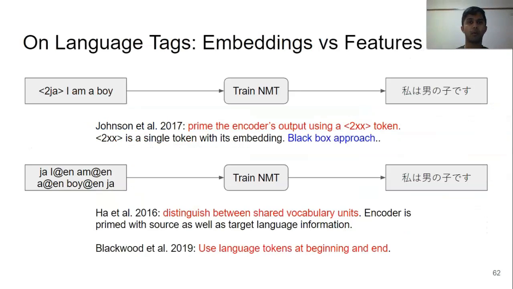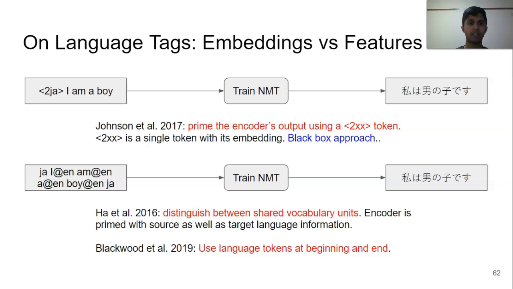Now I'd like to talk about a rather unrelated but still important part of multilingual neural machine translation. In a fully shared multilingual neural machine translation model, we use a token such as 2xx to indicate the target language. Johnson et al. showed that this is sufficient to prime the encoder so that the NMT model can generate a translation in the target language. The figure gives an example where you use the token 2JA to mark the English sentence to tell the NMT system to generate the translation into Japanese.